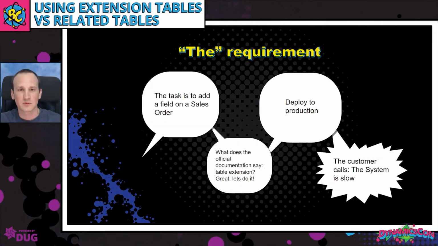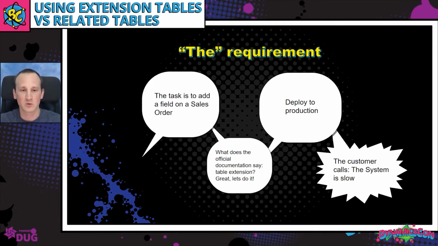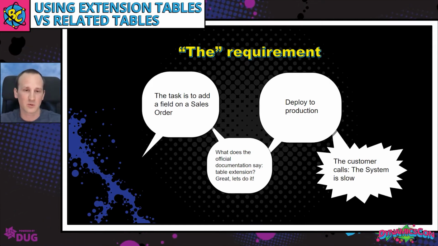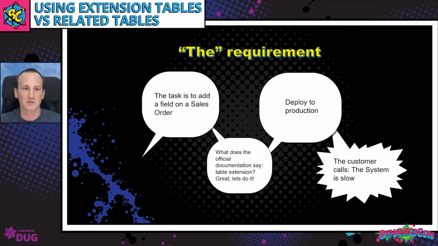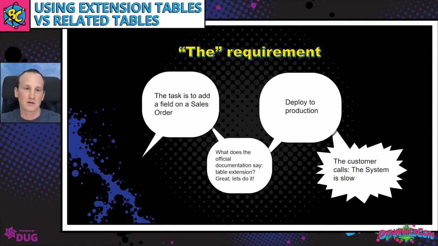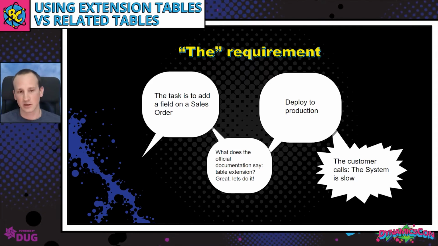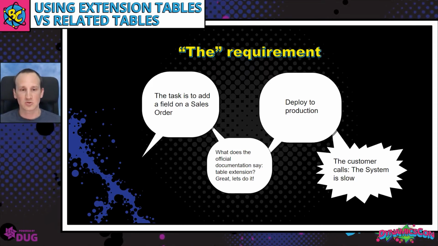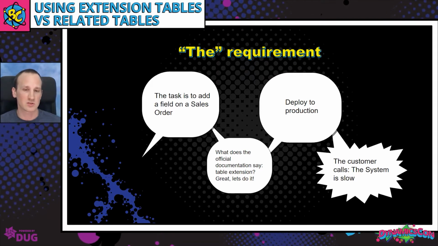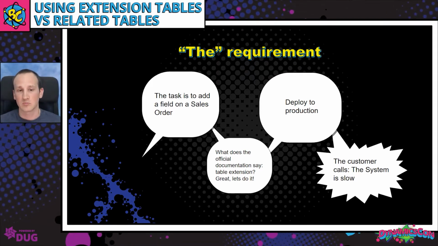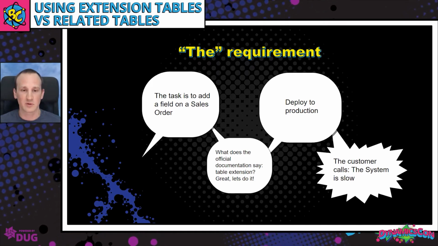So what's the relatively common requirement that we meet when we want to extend Business Central in any way is to add a field on a certain document or a table. And in order to achieve that, the developer normally has to check what should I do in order to make it happen. And the official Microsoft documentation is pretty clear about that: the table extension. So it's understandable that each developer will go for it.